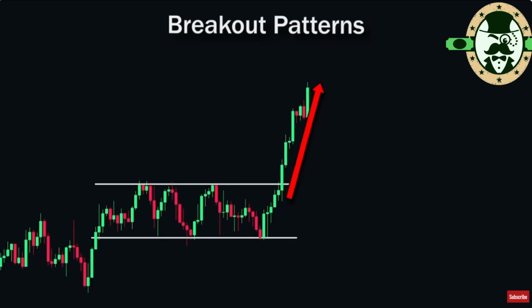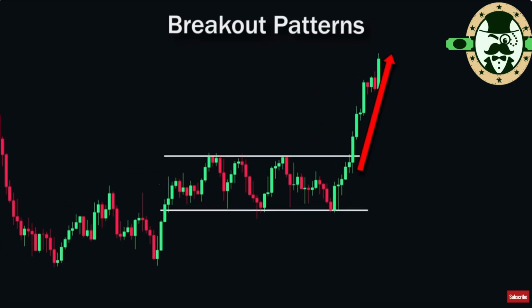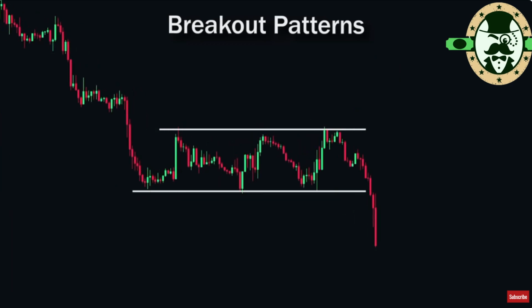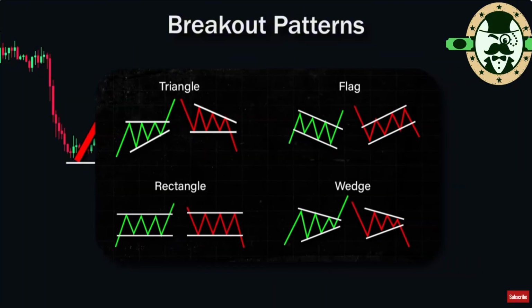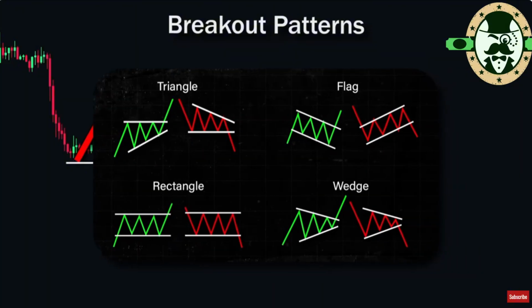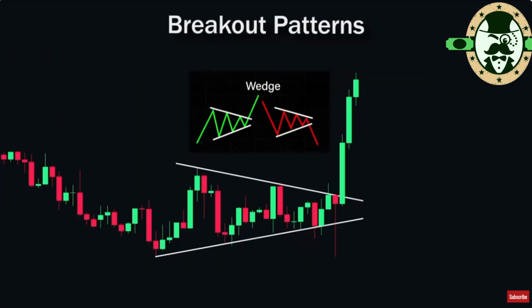The second strategy we're going to look at is breakout patterns. A breakout occurs when price makes a sudden and significant movement in one direction, usually after a period of consolidation. For example, here we can see the price consolidating and then moving sharply downward. This is called a breakout. Breakout patterns can help traders identify when a trend is about to resume. Some common breakout patterns include triangles, rectangles, and wedges.